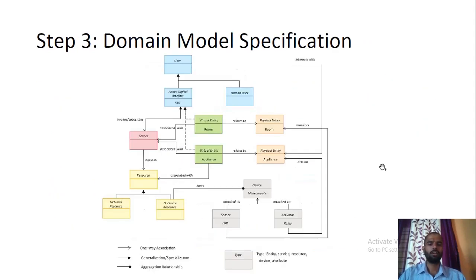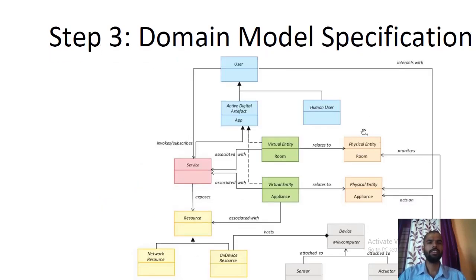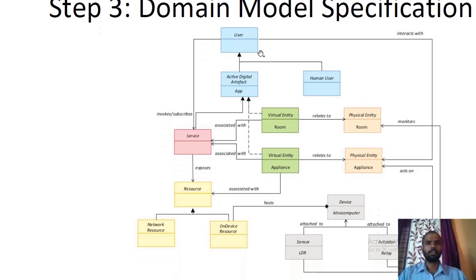So this is our domain model specification. So in this, as I have discussed, there are two entities, that is virtual entity and physical entity. So all these virtual entities relate to what? They relate to the physical entity, that is room, and are associated with what? A service. Okay, associated with a particular service, that means what? The state of the light, that is keeping the light on or off.